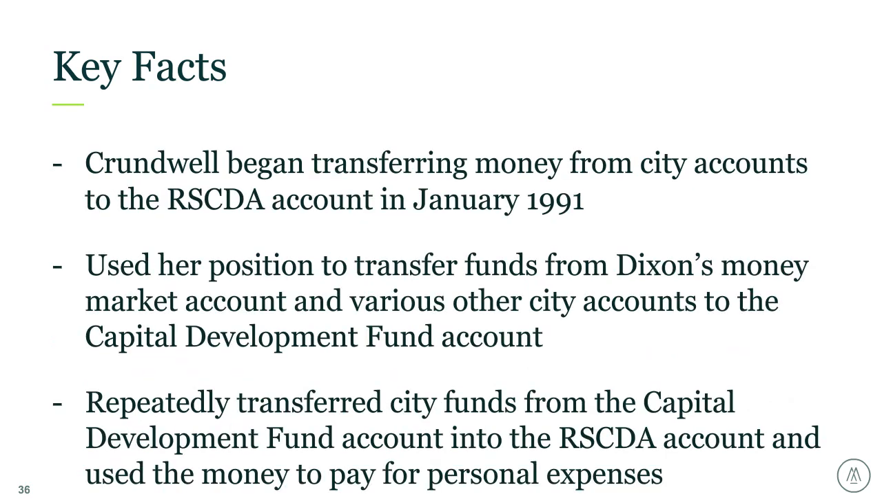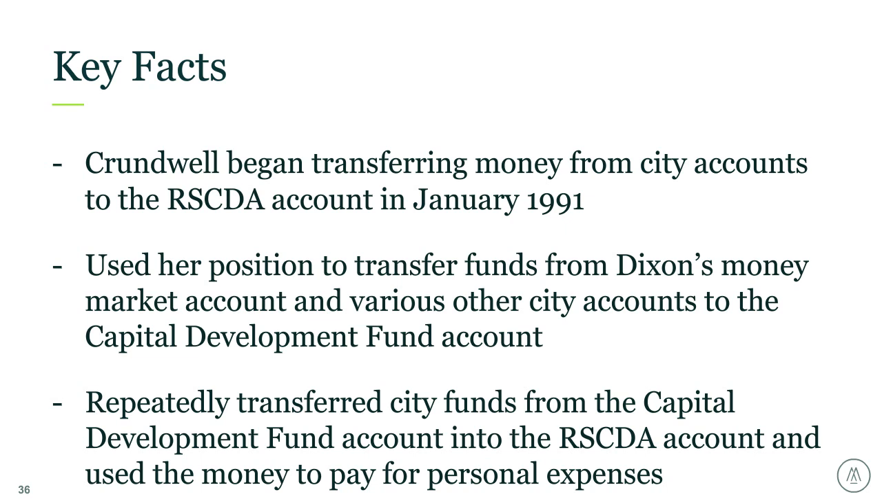So Crundwell began transferring money from the city's authentic accounts to this fraudulent account back in January of 1991. If you haven't seen the documentary or heard of this case before, the fraud was really genius in its simplicity. Rita picked up the daily mail, she made all the deposits, she updated the journals and ledgers, she prepared and signed checks, she transferred investment monies between accounts, and she reconciled the bank accounts. She was legitimately a one-woman show.